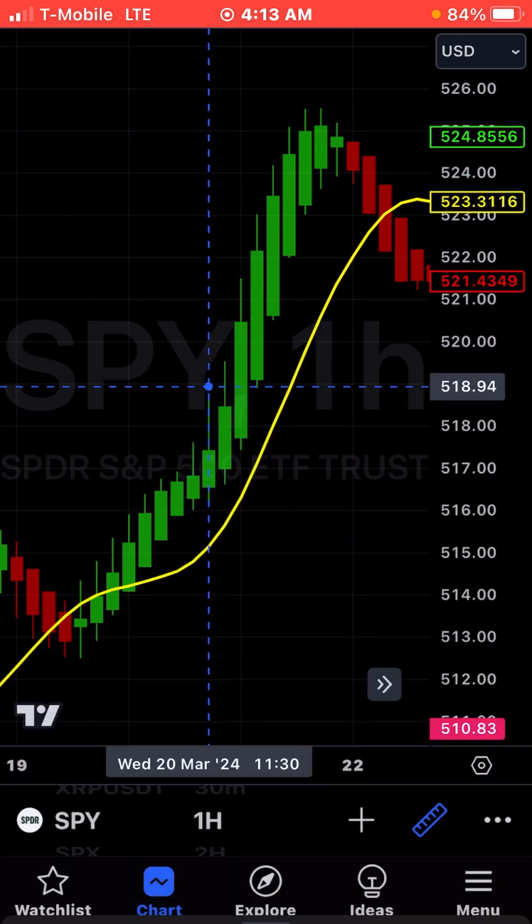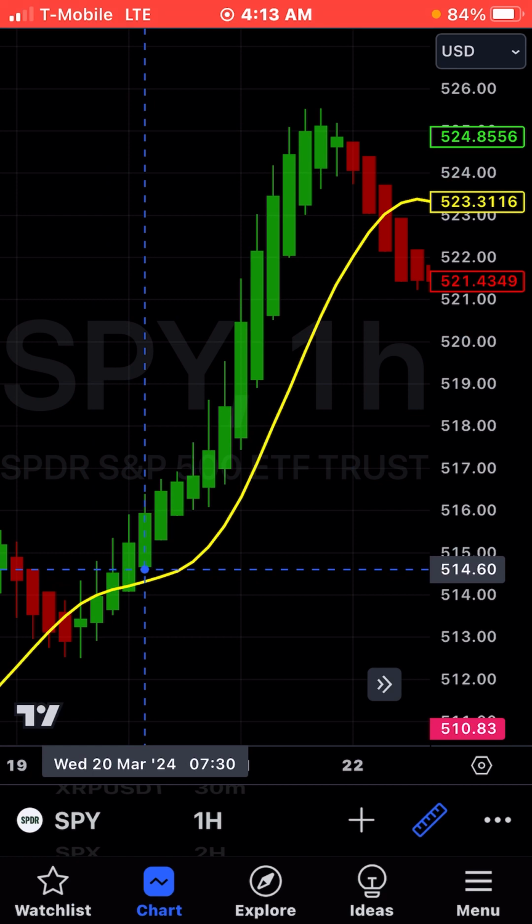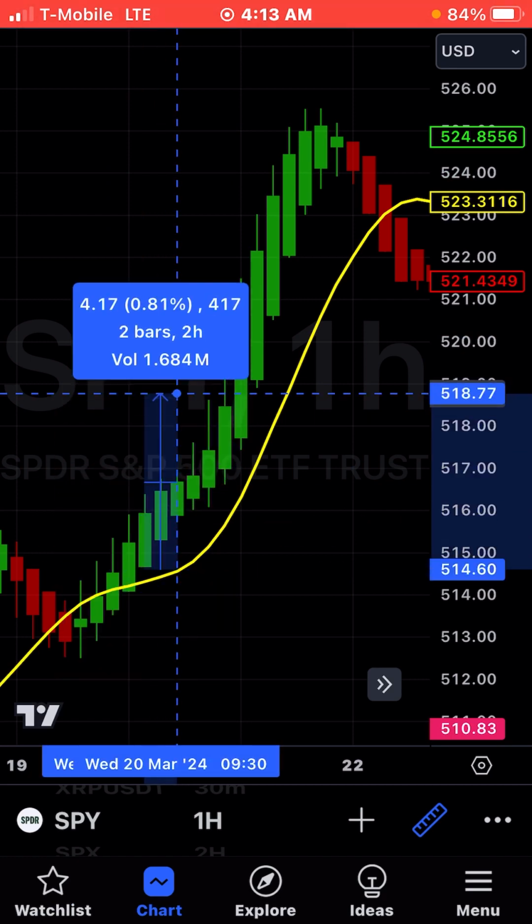So this is a big one right here. We see the candle going through the linear line. You probably enter right about this candle here. Ride it out.